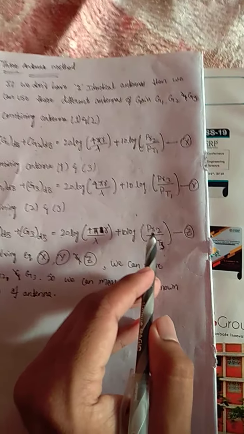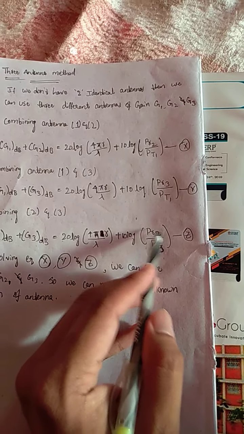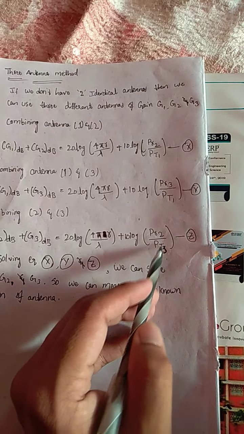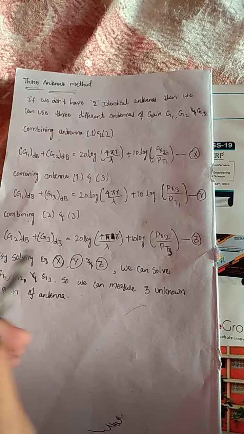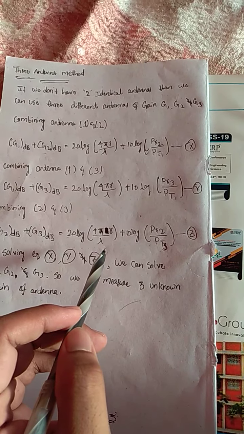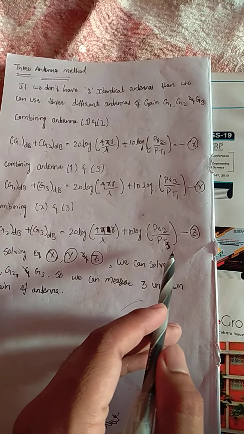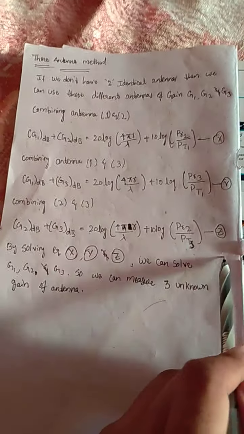That's what we have taken: the first antenna, a receiver antenna is the second antenna, and the transmitter antenna is the third antenna, right? And we will make this particular equation as z. Now we have x, we have y, and also we have z.